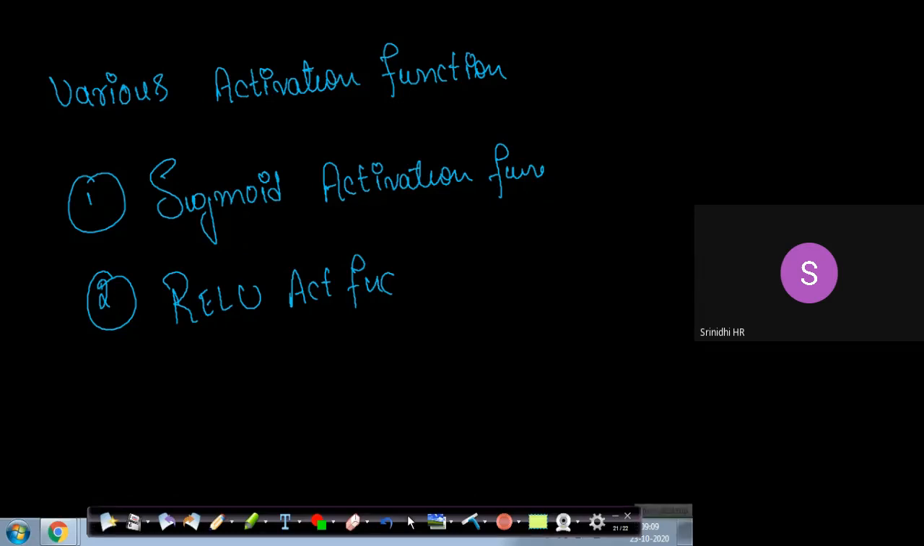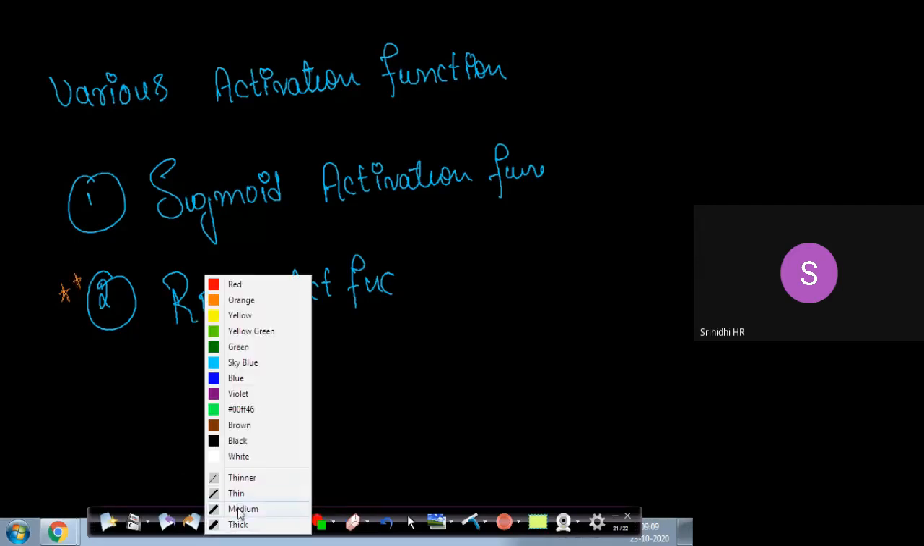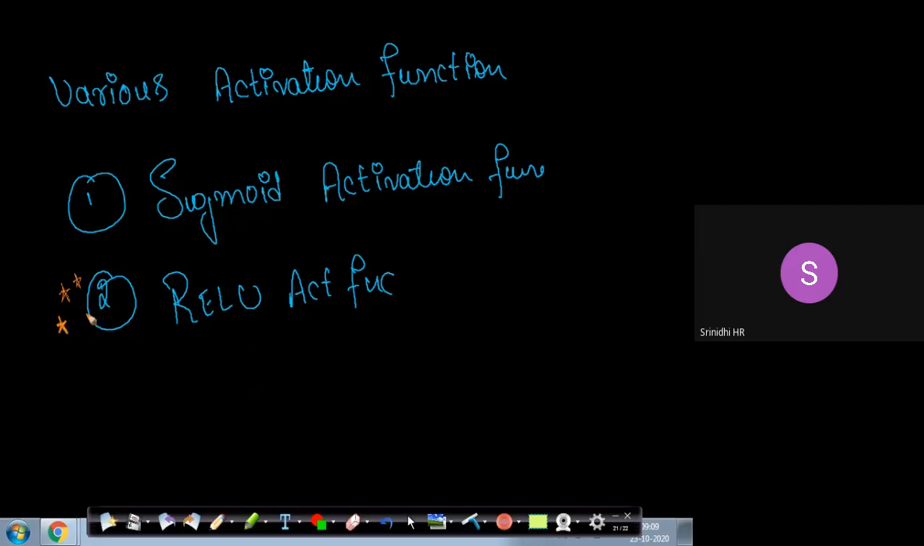So in this class, we'll be discussing two concepts. One is the activation function. Why do we require an activation function? In that concept, we have two things: the sigmoid activation function and the ReLU activation function. ReLU is not in the syllabus, but we'll try to understand what exactly the ReLU activation function is and the importance of using it.